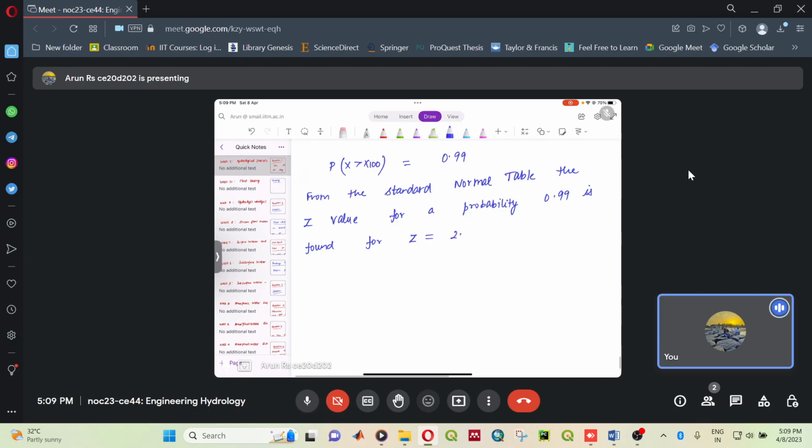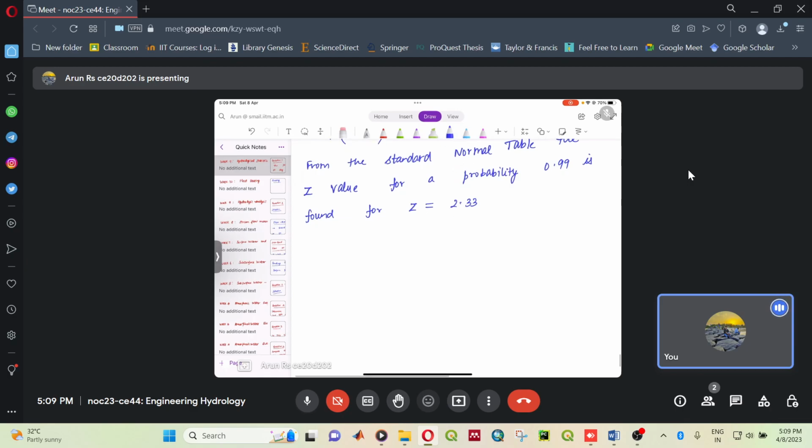For a z value of 2.33, we will get the probability of 0.99. So we can interpolate between the two given ranges, and then we can find out what the z value is. Now once we get the z, we have this transformation function.